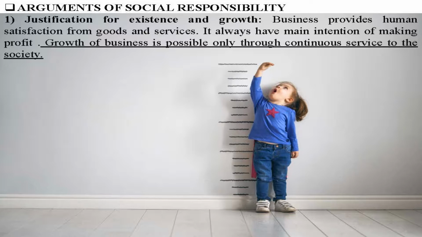Justification for existence and growth. Business provides human satisfaction through goods and services. It always has the main intention of making profit. Growth of business is possible only through continuous service to society. In order to justify our existence in this society as a business, we need to provide some services. That is our responsibility towards the society.